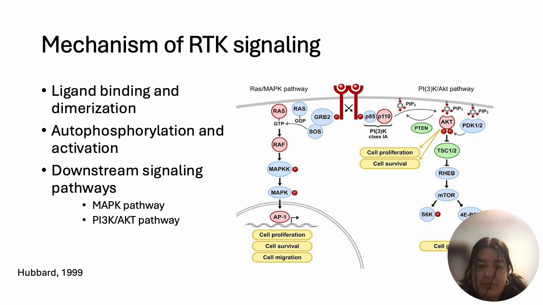Given this information, we can assume that this is a crucial step for the subsequent activation of the receptors. Next is our second bullet point, which is autophosphorylation and activation. Once dimerization occurs, the intracellular tyrosine kinase domains of the RTKs become activated. After activation, the kinase domains phosphorylate each other on specific tyrosine residues in a process called autophosphorylation. This process creates a docking site for downstream signaling proteins, initiating the last step, which is the signaling cascade.